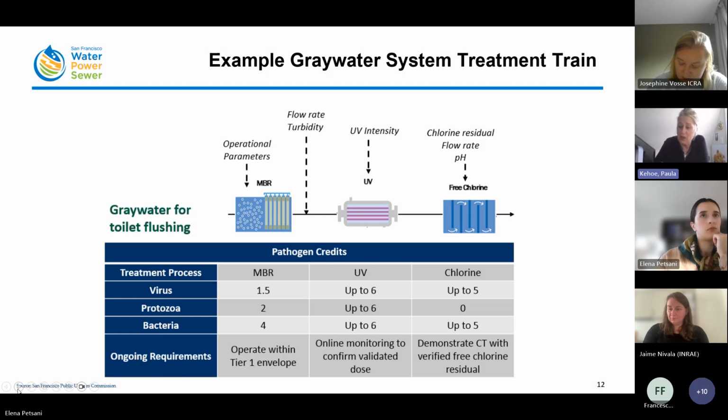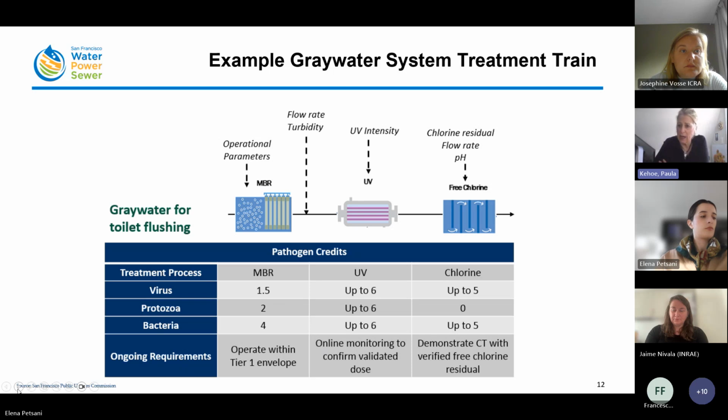Just to give you an example of the kind of treatment train, typically for gray water and black water treatment systems currently, the typical treatment train consists of an MBR followed by UV followed by chlorine. And this is to achieve the log reduction values that we've set out for virus, protozoa, and bacteria. Those are the 3 pathogens of greatest concern for public health for decentralized non-potable water systems.